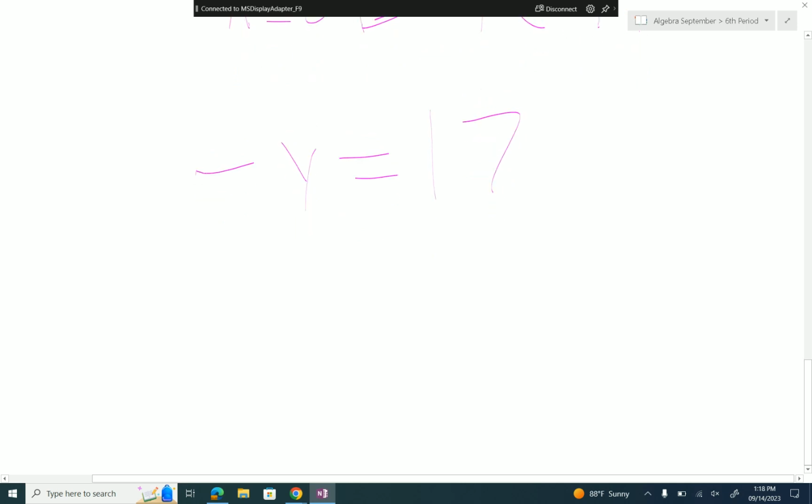Because what would my slope be of a horizontal line? Anybody know? 0. Good job. My slope is 0 here, but this does produce a line, so it's a linear function. This is linear.